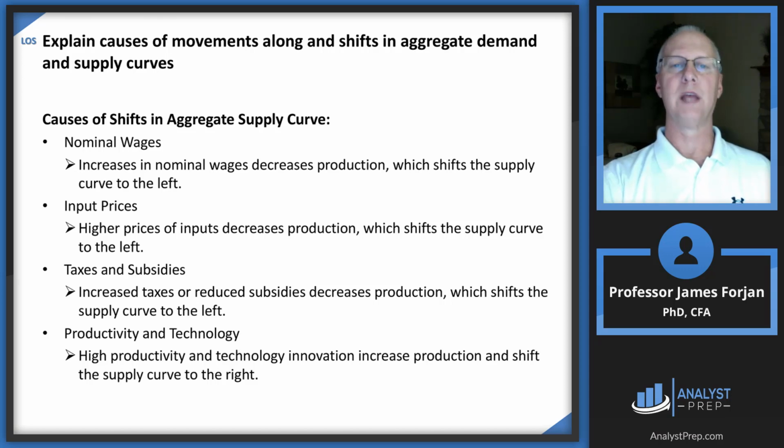How about shifts in the aggregate supply curve? And so, of course, wages, input prices, like for my donut example, the price of chocolate and the price of sugar, taxes and subsidies. Suppose the government came along and said, hey, every maker of donuts that are chocolate covered and cream filled gets a subsidy of 25 cents per donut. Imagine what would happen then to that aggregate supply. That makes perfect sense then, that we're going to have a big shift. And then productivity and technology.